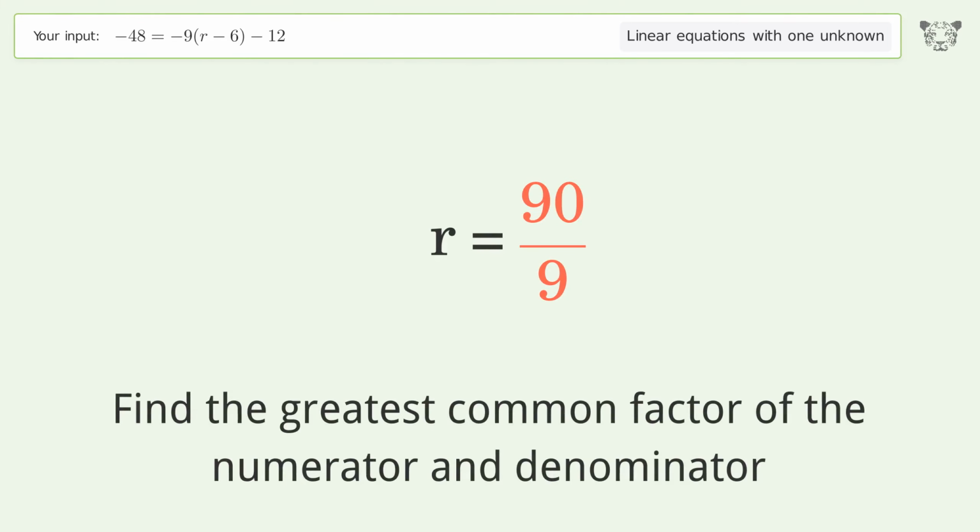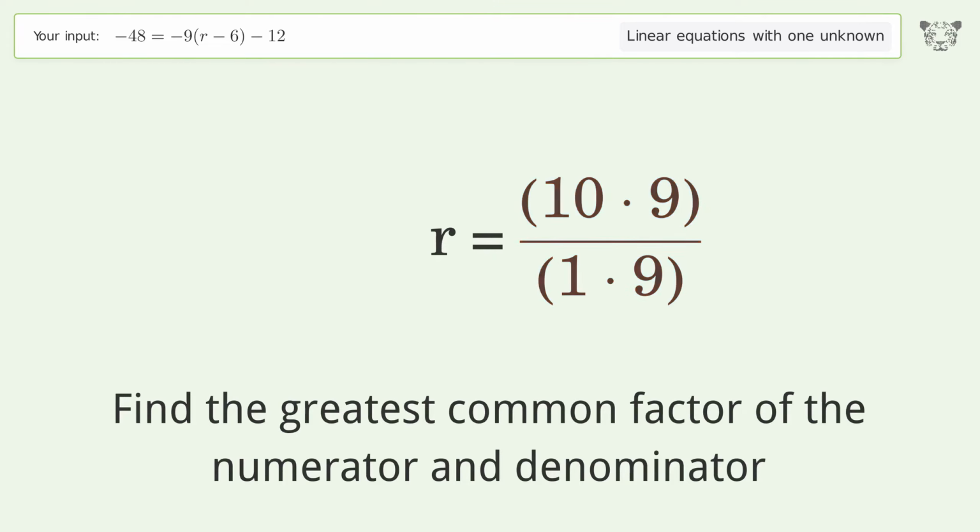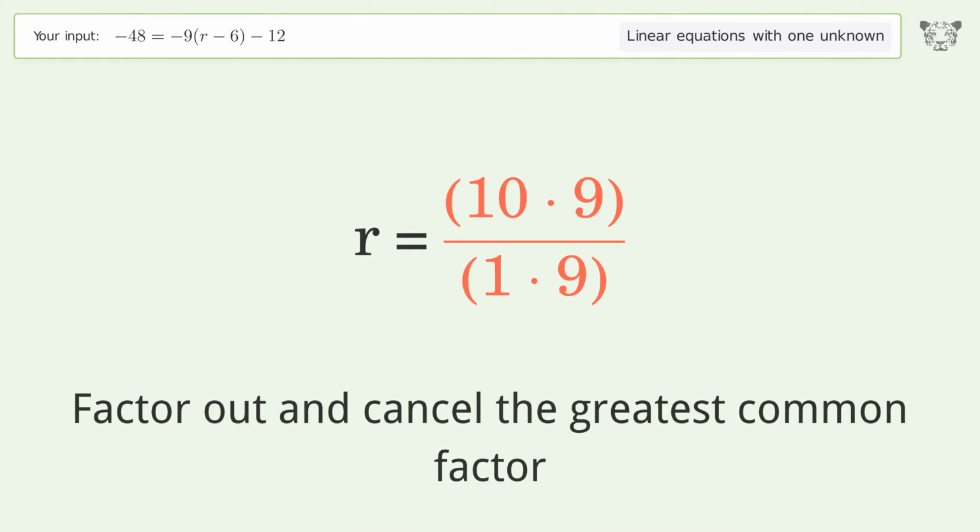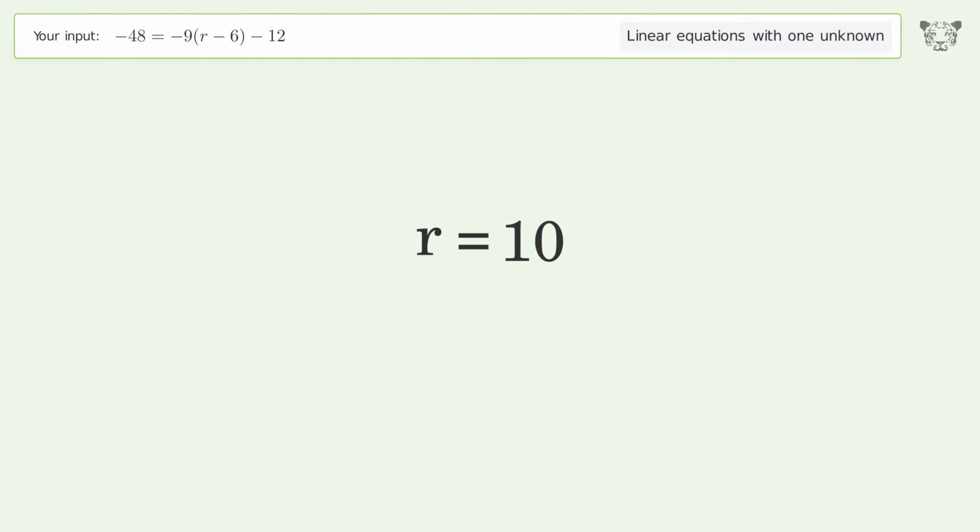Find the greatest common factor of the numerator and denominator. Factor out and cancel the greatest common factor. And so the final result is r equals 10.